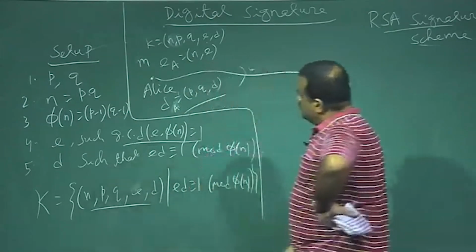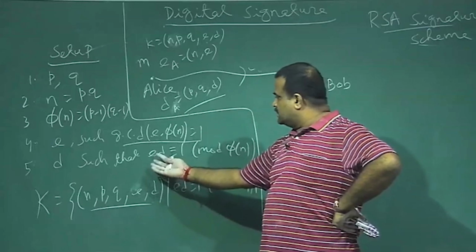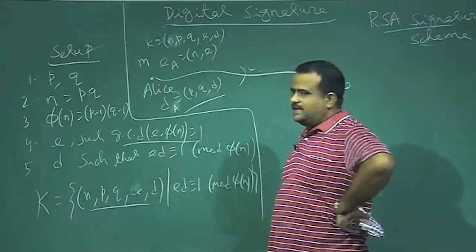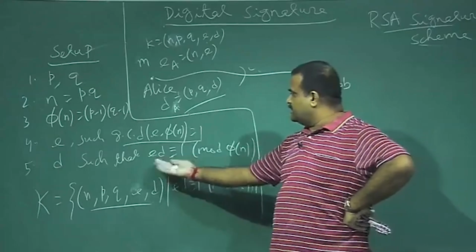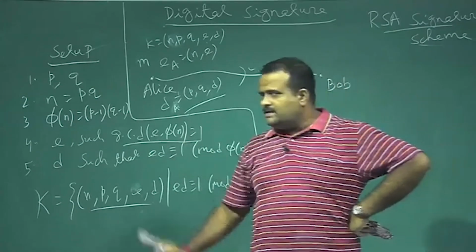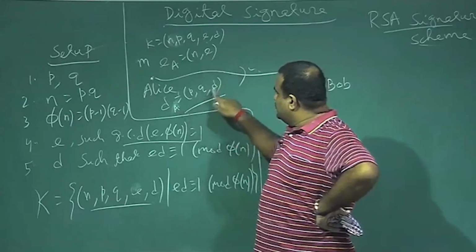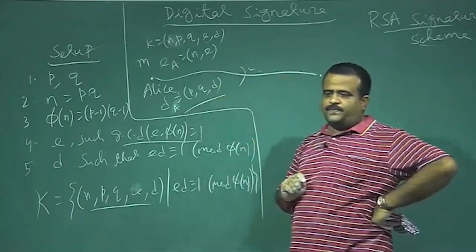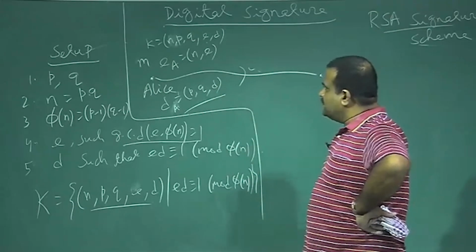Okay. But here we can change the role, because we need ED congruent to 1 mod phi n. So this is the beauty of the RSA crypto system, it is very symmetric, we can keep one as a public key, the other as a private key. Anyway, we are using E as the public key and D as the secret key. Okay. So now the key setup is done.